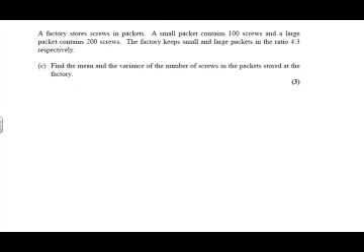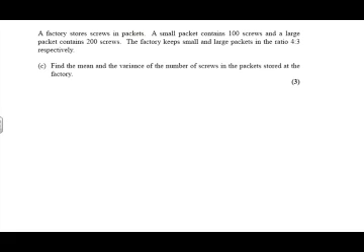Okay, moving on. A factory stores screws in packets. A small packet contains 100 screws and a large packet contains 200 screws. The factory keeps small and large packets in a ratio of 4 to 3 respectively. Find the mean and the variance of the number of screws in the packets stored at the factory.